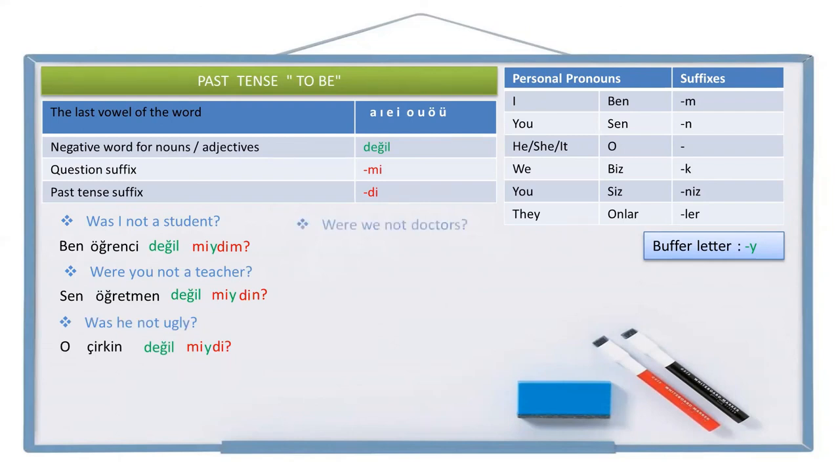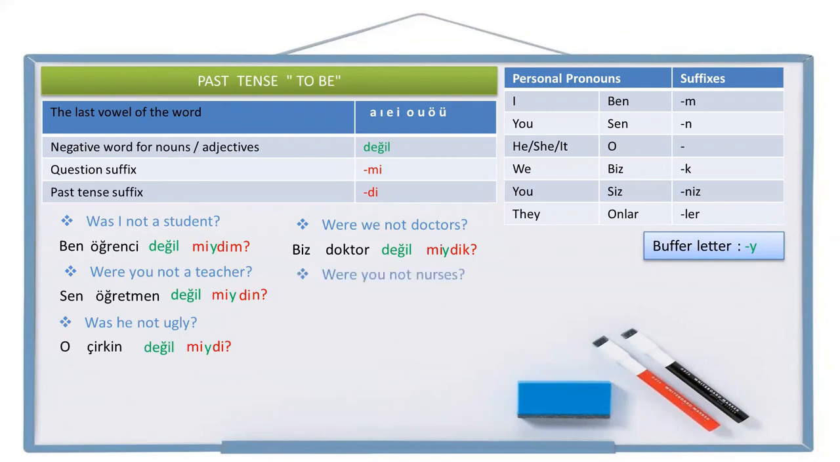Let's make some plural examples. Were we not doctors? Let's write person pronoun we first, biz. Instead of doctors, we are going to write doctor, which is doktor. Not doctor, doktor değil. Question suffix, then past tense suffix, and buffer letter between them. Person pronoun suffix to the end all the time. Biz doktor değil miydik? Were we not doctors?